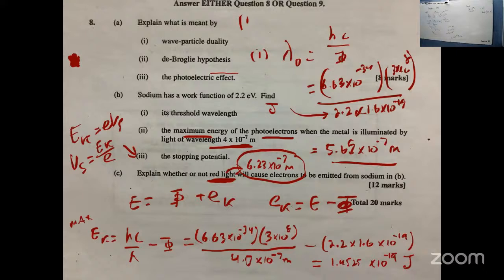What did you all get for VS? 0.908. Point 908. Yeah. But here's the money. Look at the side.